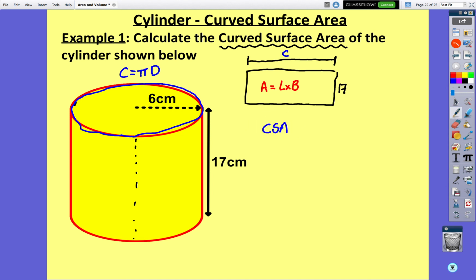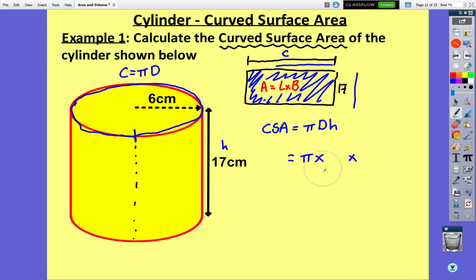The curved surface area equation is pi d h, because it is the rectangle here, which is this length times this length. In cylindrical terms this length is the height, and this length here was the circumference, because it was cut here and unfolded, so that's not changed. So all you have to do is pi times the diameter times the height, and we know the height is 17. Now the diameter, as I touched on before, this 6 is the radius, it's half of it, so we need to double it, times 12.